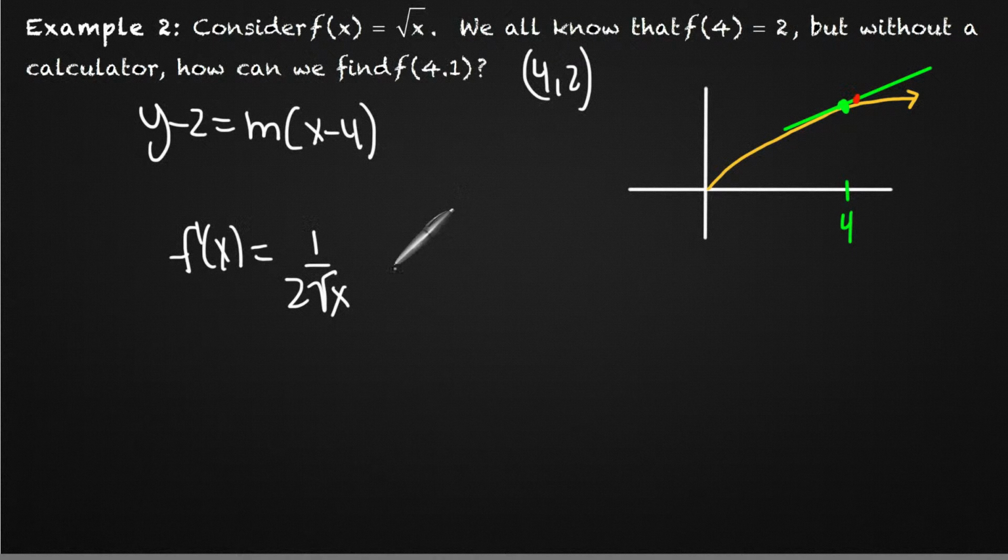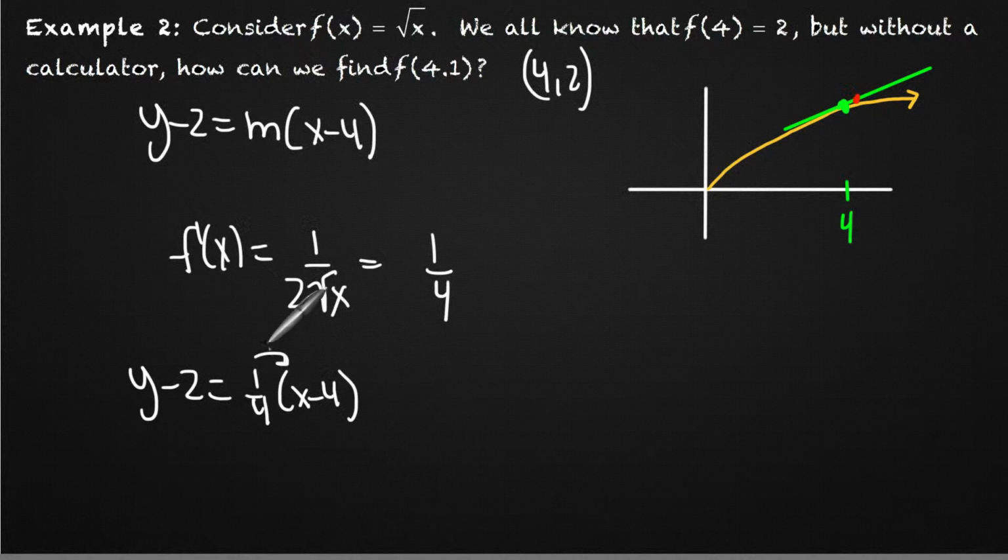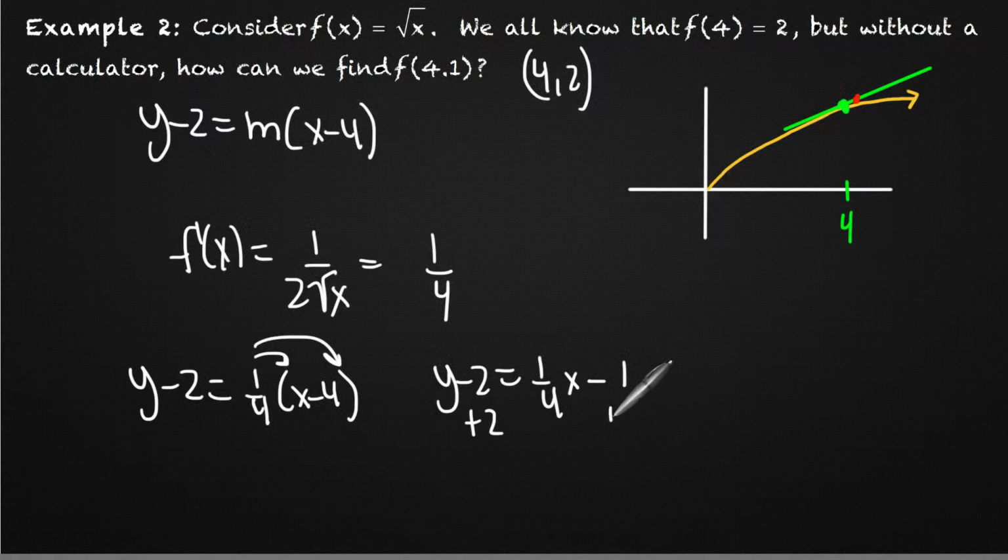And if we plug in 4, we will get 1 over 2 times the square root of 4, which is 2 times 2 is 4, so 1/4. So we have y minus 2 is equal to 1/4 times x minus 4. And let's go ahead and distribute this and put it in slope-intercept form. So y minus 2 is equal to 1/4 x minus 1. And then we're going to add 2 to both sides. And we get a tangent line of y is equal to 1/4 x plus 1. And maybe we'll write this as 0.25 x plus 1.